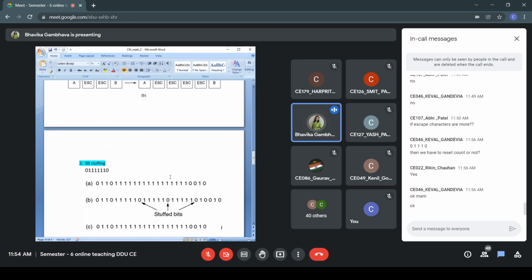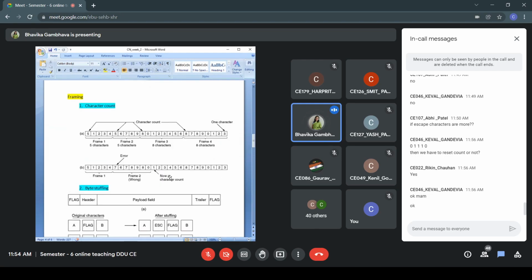So if you have no doubts about framing, then framing is done. We will start with error control. Feel free to ask me if you have any doubt in framing, any one of you. Have you all understood framing?